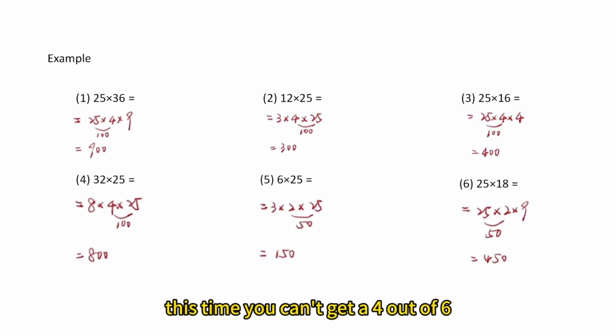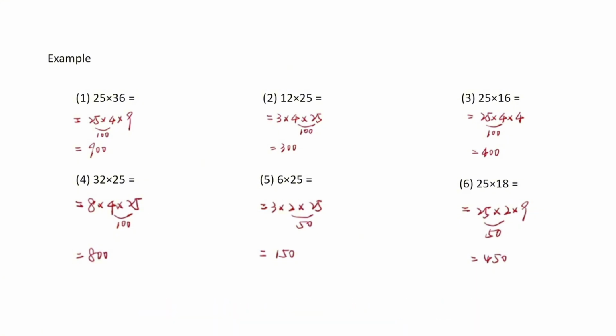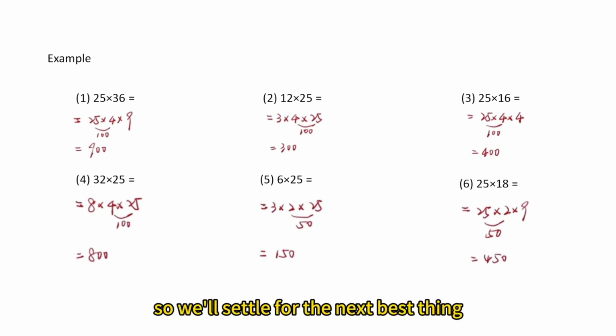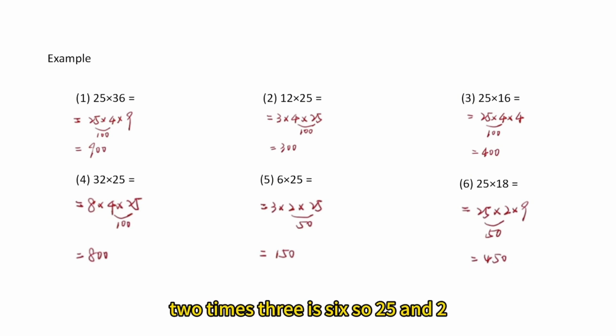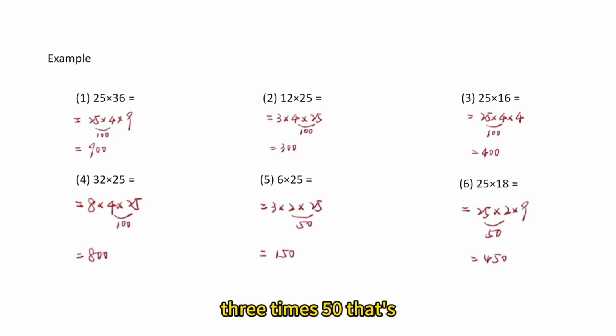Hey, 25 times 6. There we go. This time you can't get a 4 out of 6, right? 6 divided by anything doesn't make 4. And 4 times anything doesn't make 6. So let's look for a 2. 25. This time I can't find a 4. So we'll settle for the next best thing. Let's find a 2. 2 times 3 is 6. So 25 and 2, that's 50, right? This is 50. That's okay. We're still pretty good friends. 3 times 50, that's 150.